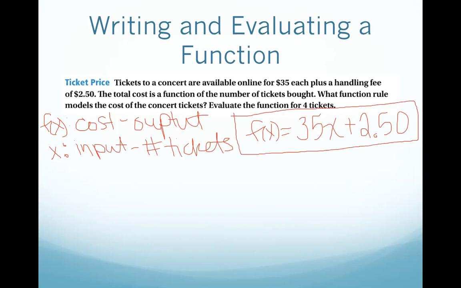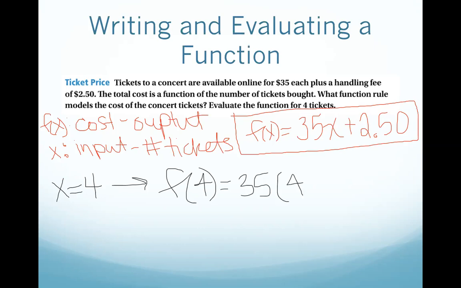The second part is then we want to find out, okay, so then how much will it cost for 4 tickets? And that means I want to know what it will be when my input is 4. When X equals 4, we have f of 4 equals 35 times 4 plus 2.50.